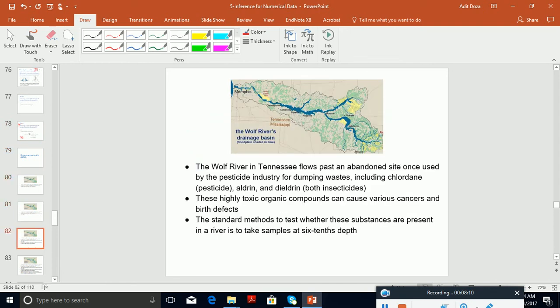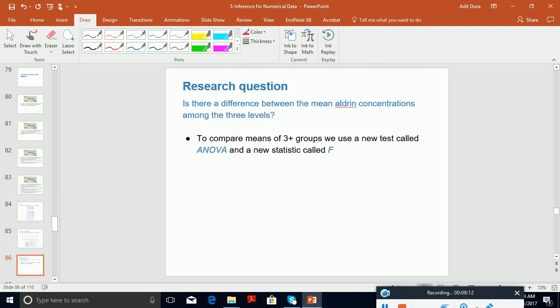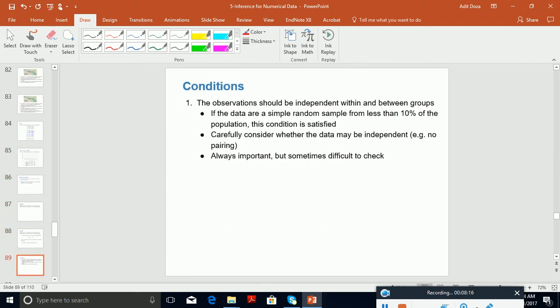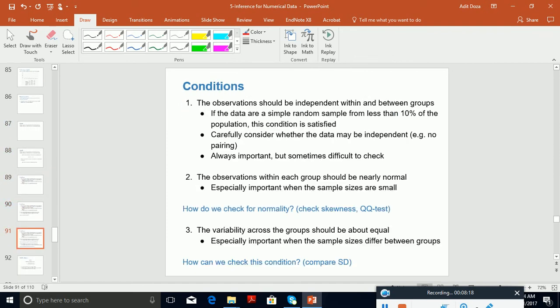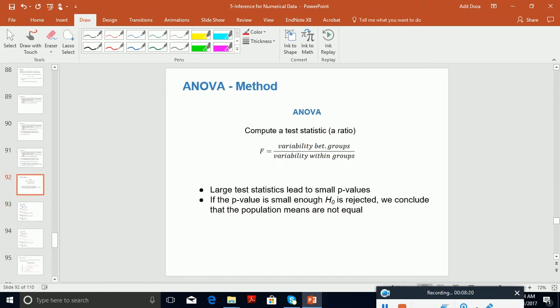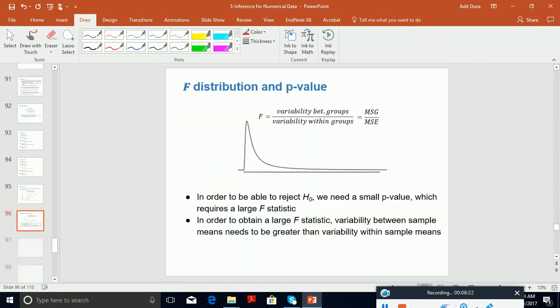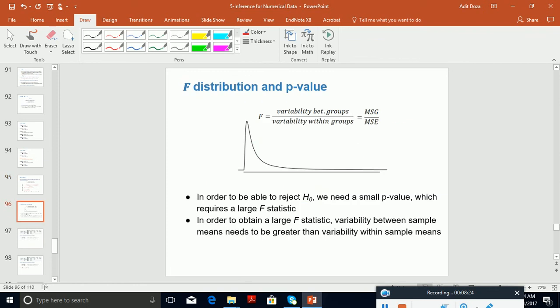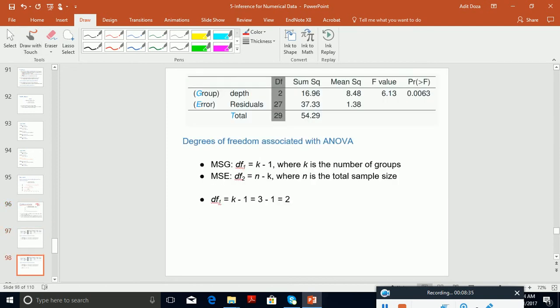ANOVA also I am not covering that much, so maybe I just skip this ANOVA completely. Alright, no need to focus too much on that. But you guys need to know the F distribution, which is slide 96 of chapter 5.